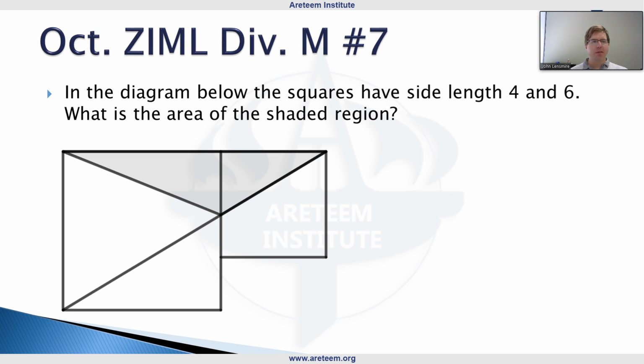So we have squares with side lengths 4 and 6. So we have a bunch of 4s here, and we have some 6s around here. And then we can go from here.